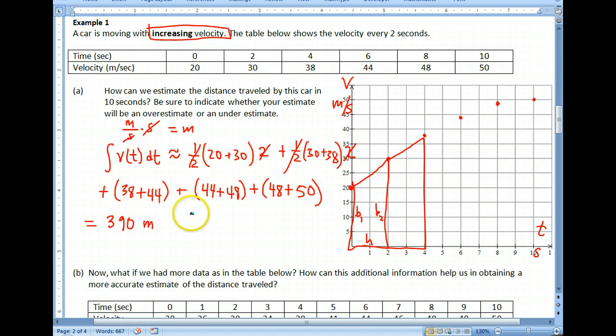In the middle. It's a trapezoid, so underestimate. Because the method under the curve is called a trapezoid.